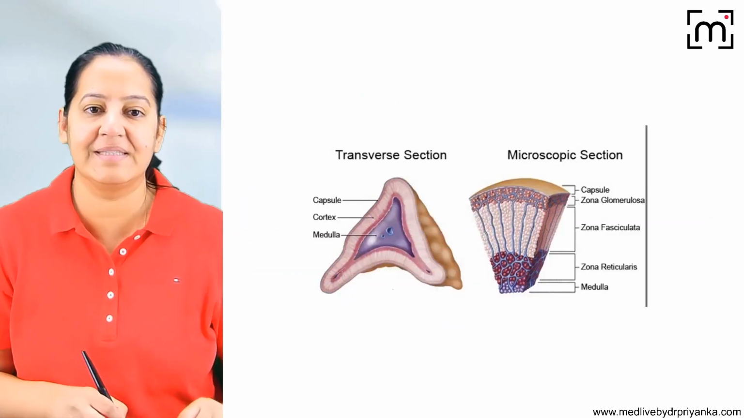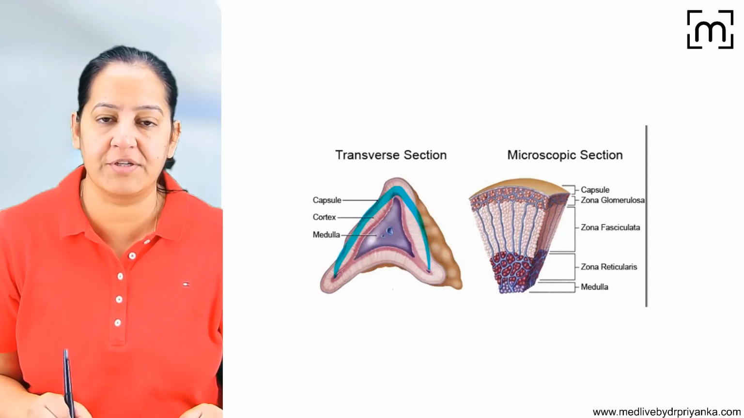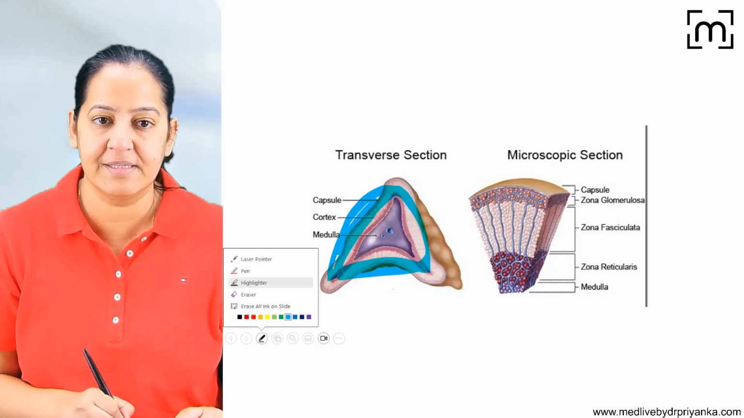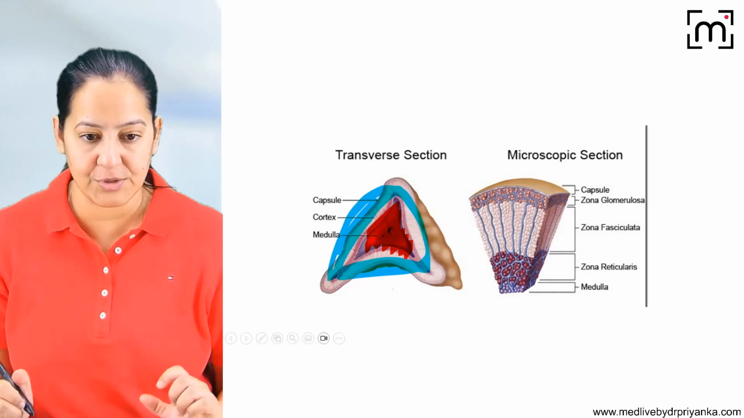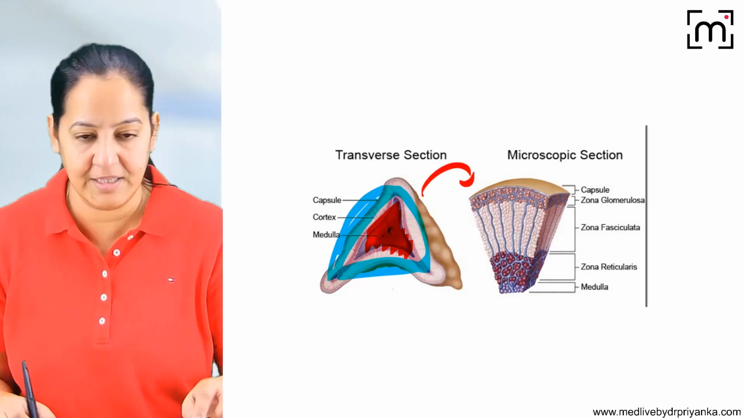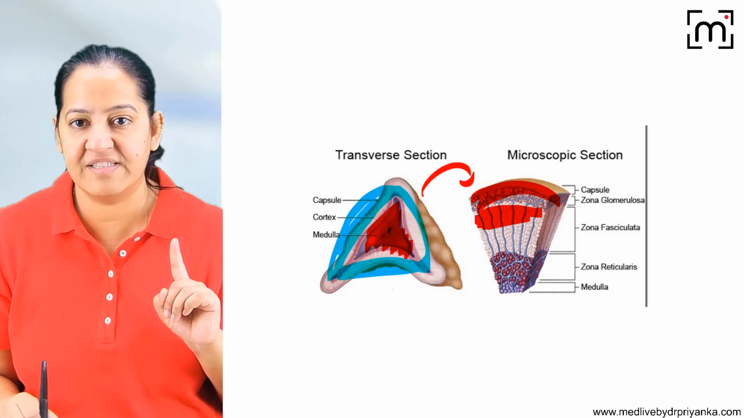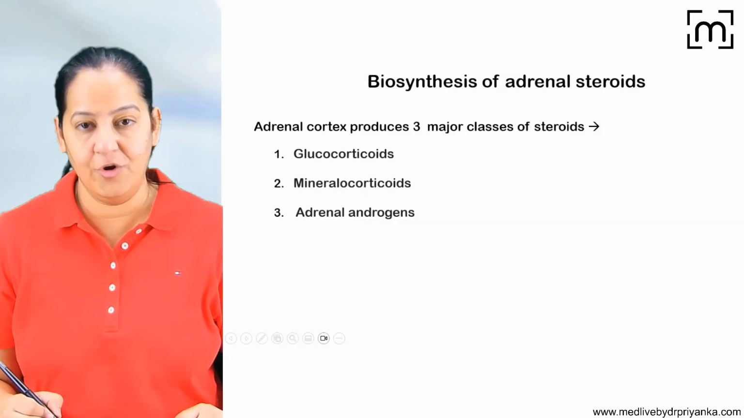The same thing you can see here. See the transverse section of the gland. You can appreciate this is the cortex, the outer portion. The inner portion is the medulla. So this is the transverse section of the gland. Now see the layers. In the cortex, you can see zona glomerulosa, zona fasciculata, and zona reticularis. And below that is the medulla. So I hope you all got it.